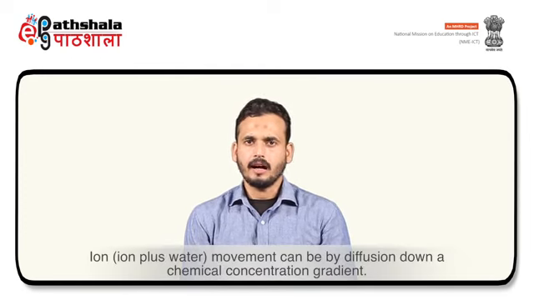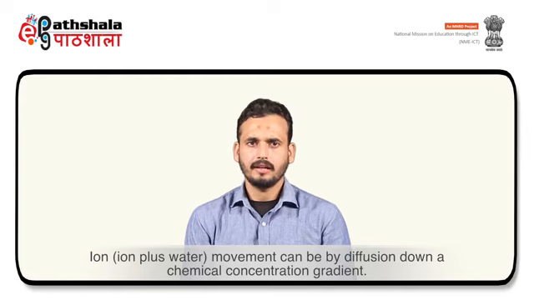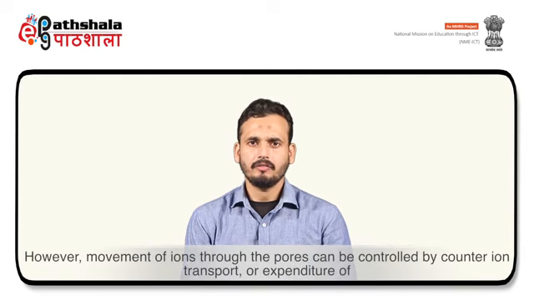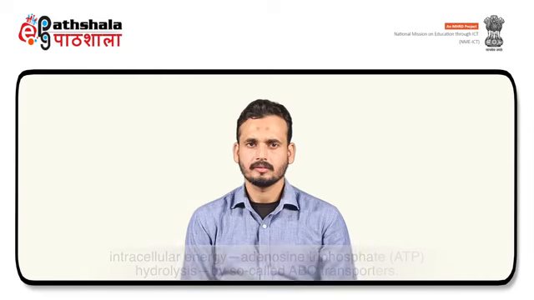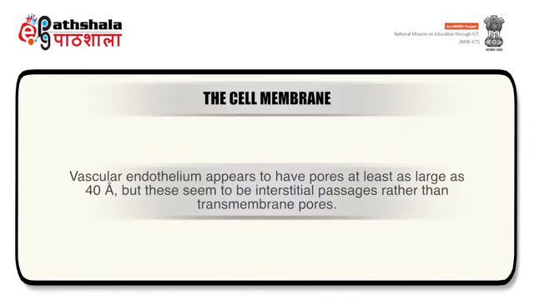Ion or ion plus water movement can be by diffusion down a chemical concentration gradient. However, movement of ions through the pores can be controlled by counter-ion transport or expenditure of intracellular energy, adenosine triphosphate, also known as ATP, hydrolysis by so-called ABC transporters. Vascular endothelium appears to have pores at least as large as 40 Angstrom, but these seem to be interstitial passages rather than transmembrane pores.